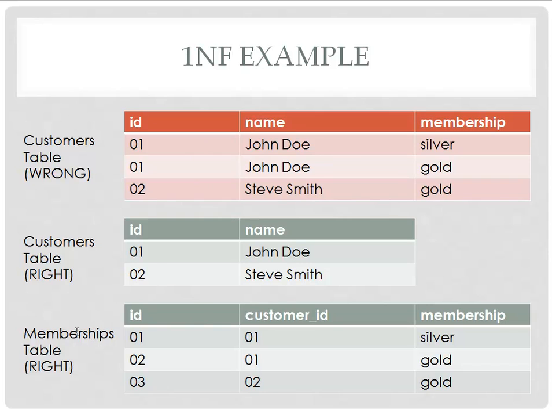And then we break this into a membership table as well, which has a primary key per customer membership. So the customer ID. John is a member, and he has a silver membership and a gold membership, so it's showing that here. But we still have a unique primary key, even though John is in this table twice. And then we have Steve, who has a gold membership. So this is a solution to this problem.